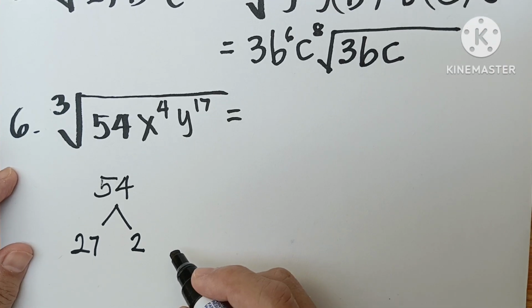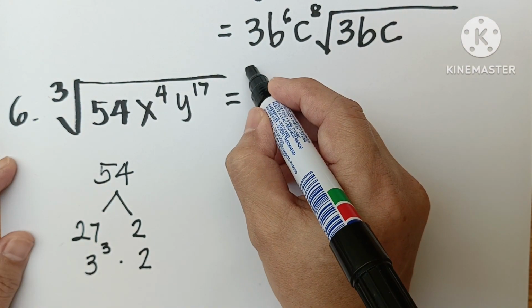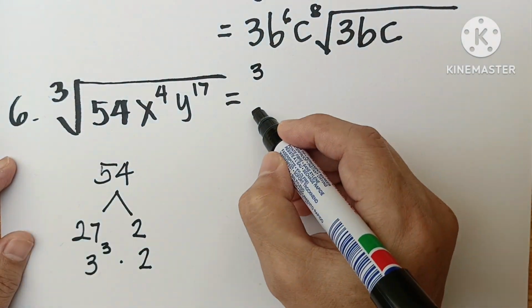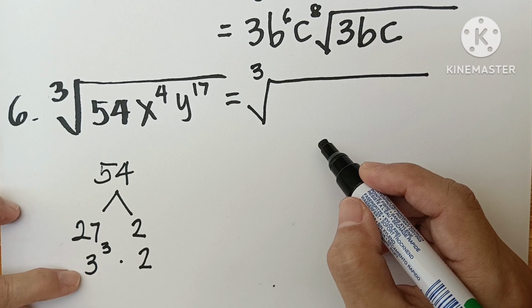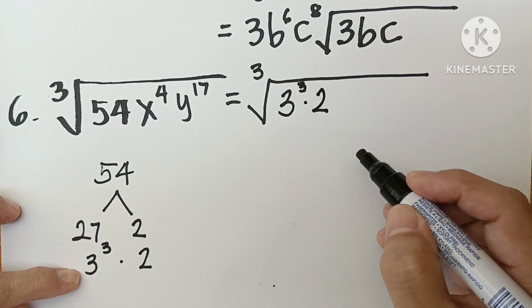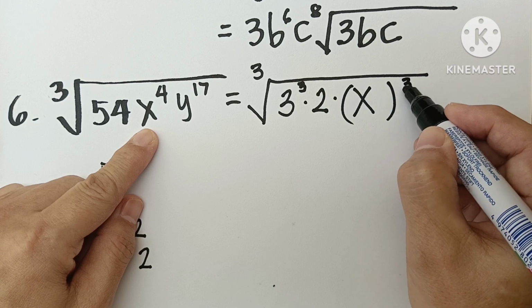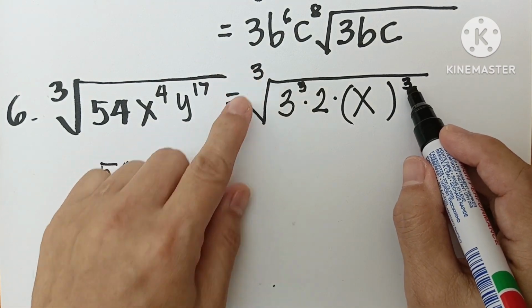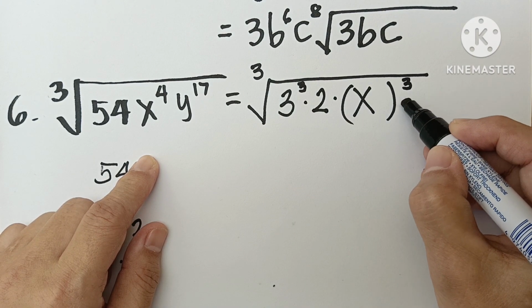And the factors of 54 na may cube root ay 27, no? Now, since 54 is 27 times 2, we can rewrite it as 3 cubed times 2. Okay? So, let us now rewrite 54 as 3 cubed times 2. Now, for x to the 4, again, since our index is equal to 3, i-cube naman natin ito, no? Why? Because our index is equal to 3. And then we multiply it by x to make it x to the 4.